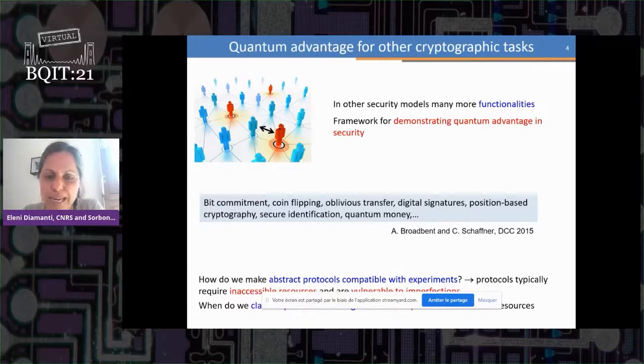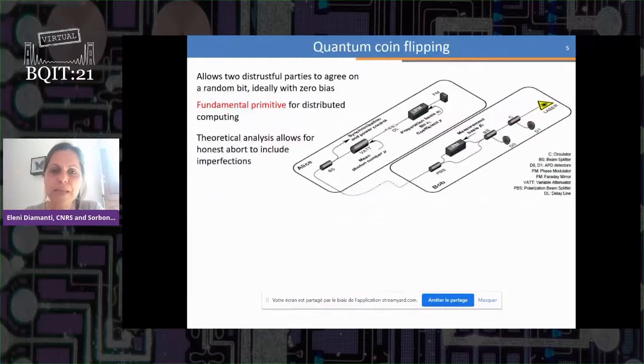And then, of course, when we claim a quantum advantage, it's extremely important to perform the correct comparisons with equivalent classical resources. I have found that this is a very crucial point in such implementations. So I'm going to start by showing you a couple of examples that we have done of such cryptographic tasks, and then move on to the communication efficiency field.